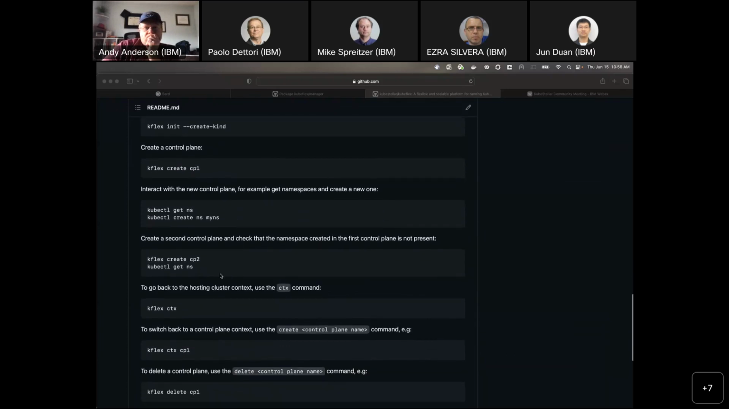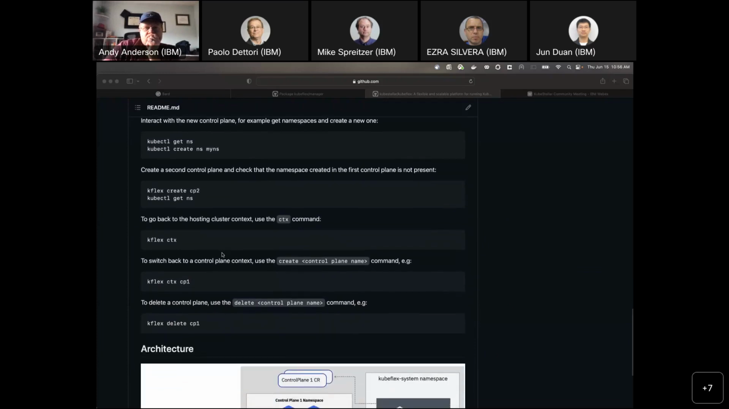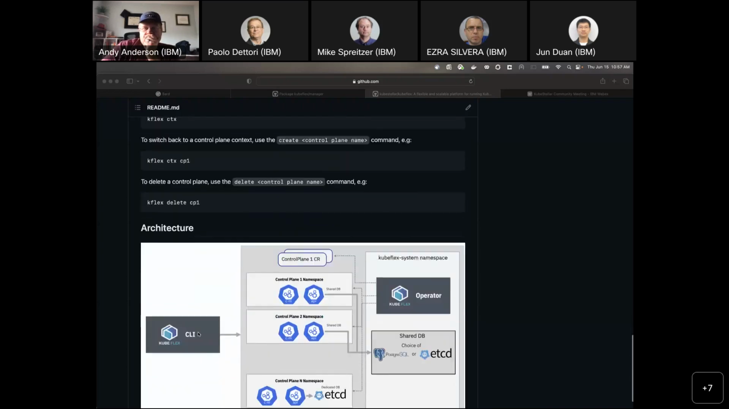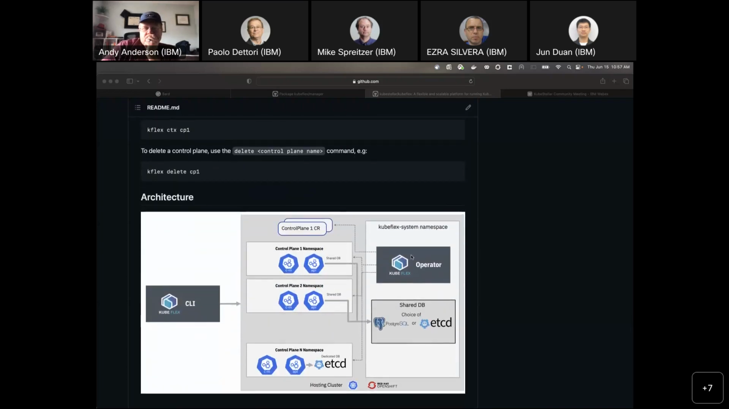And you can create another one, and if you want to go back to the context of the original cluster, you just run a KFlex context command. And then you can also delete control planes, of course. And again, this is all managed by the operator. There is a control plane CR, and you could in theory do everything just using kubectl commands, but the CLI makes the experience a little easier. That is really overlaid on top of existing Kubernetes APIs like the control plane CR, etc.